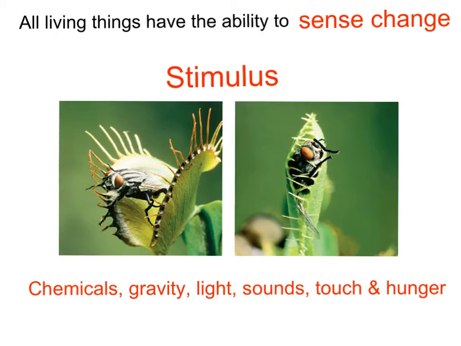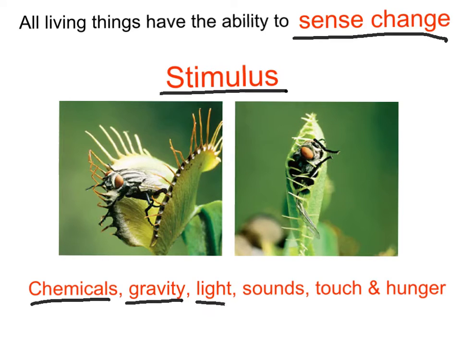The second characteristic of life states that all living things have the ability to sense change in their environment and to respond to that change. A change that affects the activity of an organism is called a stimulus. Stimuli that can cause an organism to respond include chemicals, gravity, light, sounds, touch, and hunger, among others.